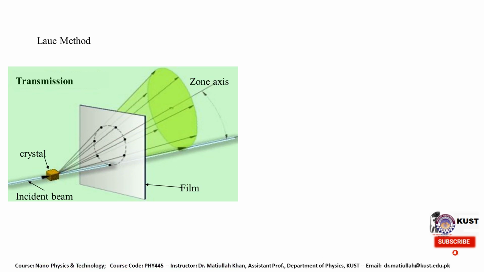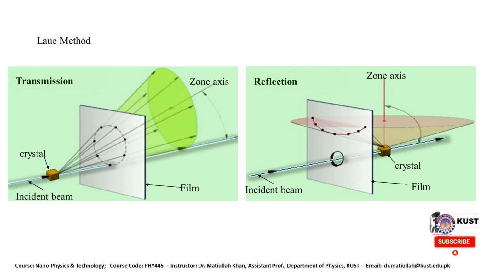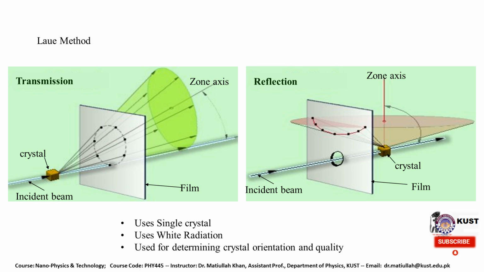So the Laue method is a simple method where we have an incident beam that is passing through a crystal, and we can collect the diffracted transmitted beam at the films. So we have transmission, which is possible and creates the zone axis, and reflection is also possible, in which the zone axis changes at different angles. In the case of reflection, the crystal location or the sample location is being changed. So we use a single crystal, white radiation, and determine crystal orientation and quality.